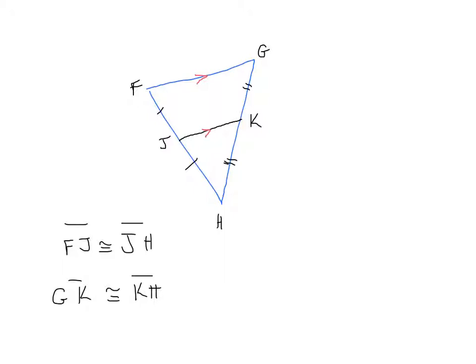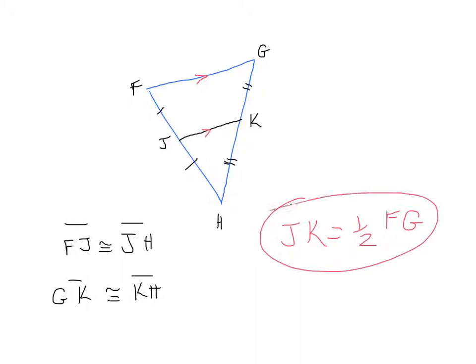But what do you probably not know? You may not know that this line here, the midsegment, is always going to be half of the line that it's parallel to. So let's write that down. This is the one you may be new to. JK is equal to half of FG. And that is kind of neat, I think. That is called the triangle midsegment theorem.